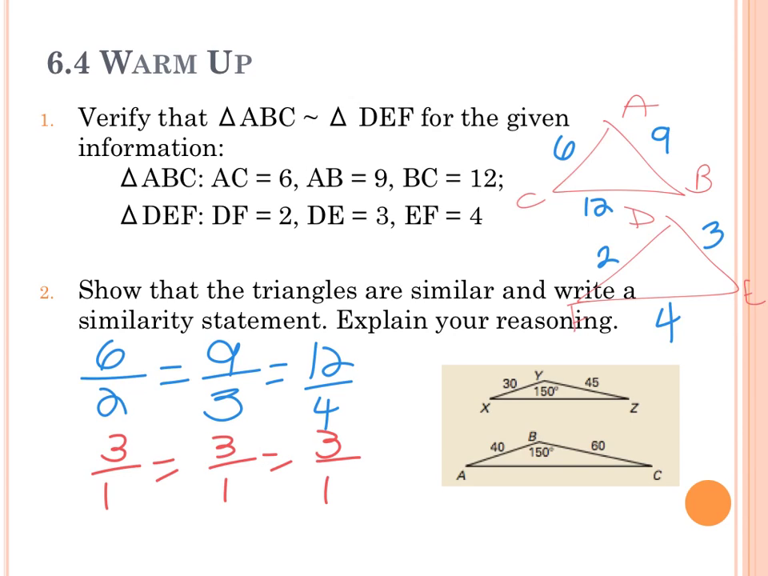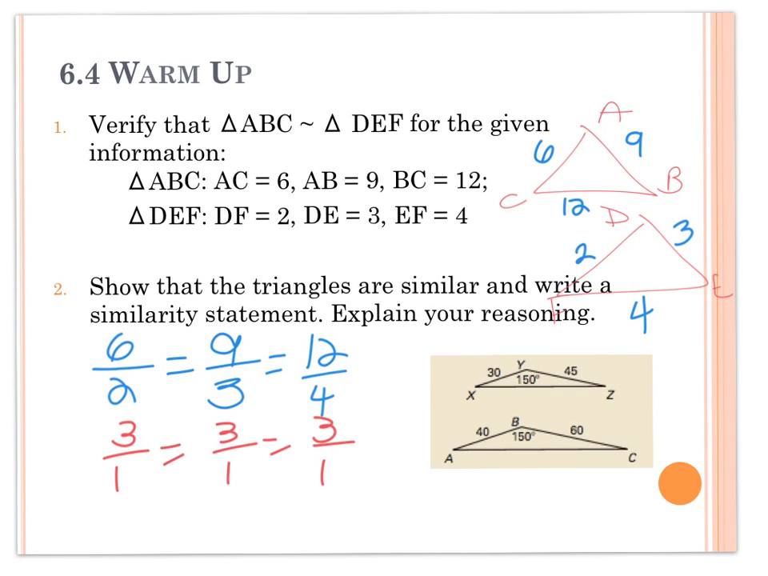Does it matter which way? Nope. So you could have flipped it and had them 1 to 3 and 1 to 3 and 1 to 3. As long as you're showing that all three side lengths, when reduced, would equal each other. Okay, then the next one.